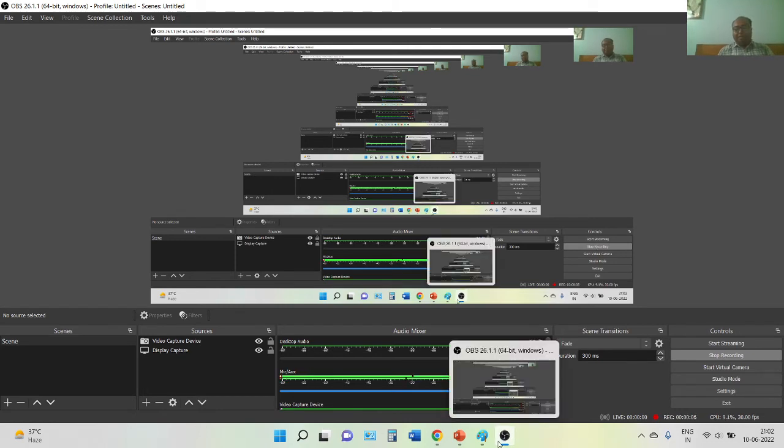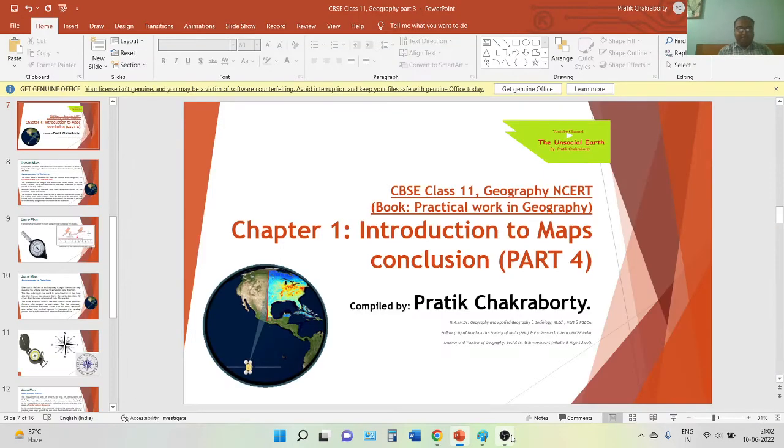So, today is the last lecture of this series, the introduction to maps. Today is part 4, the conclusion. Parts 1 to 3 I have covered all the details. In part 1 we covered what a map is and the fundamentals of map making. In part 2 I covered the different ways and techniques of mapping, and the processes you can adopt for map making. These things we have done.